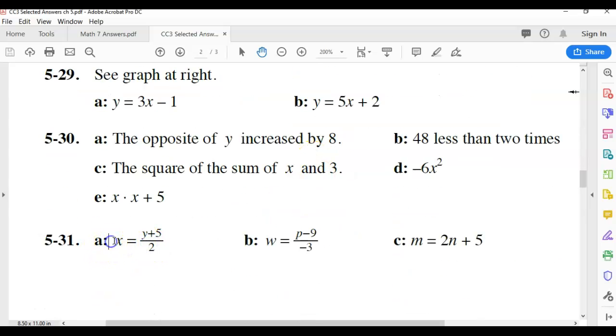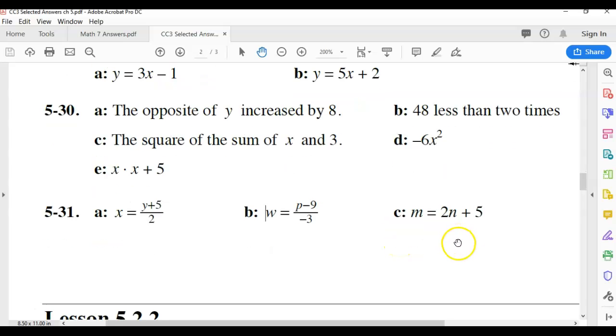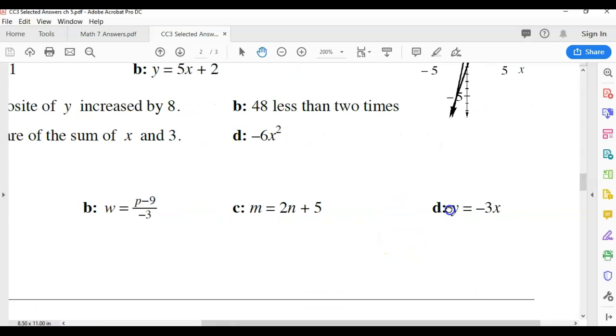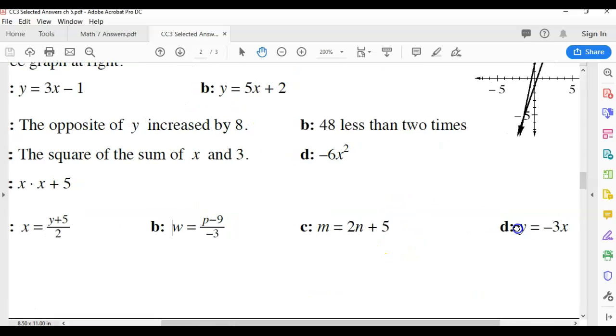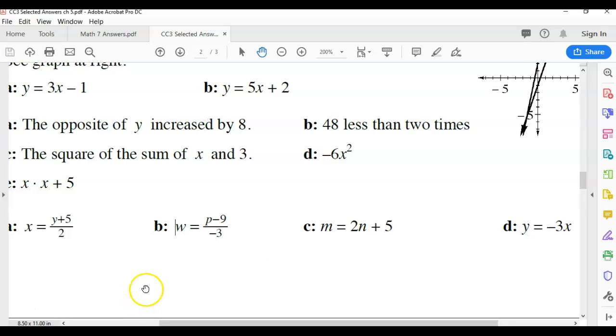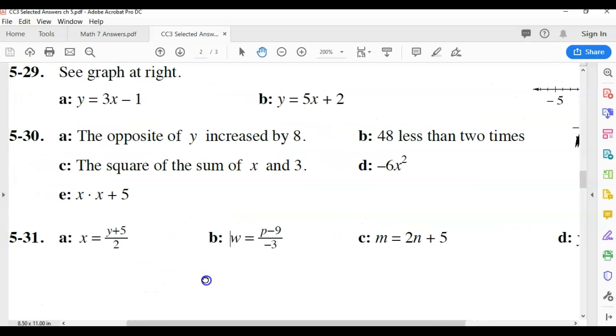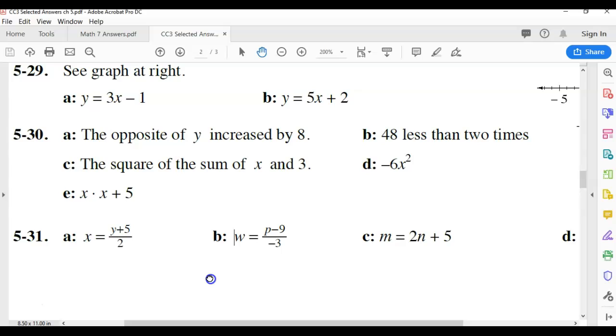In 31, you were asked to solve for X, solve for W, and then solve for M. And I don't know where, there's D. Y equals negative 3X. Questions. And yes, 30 was back on the front.